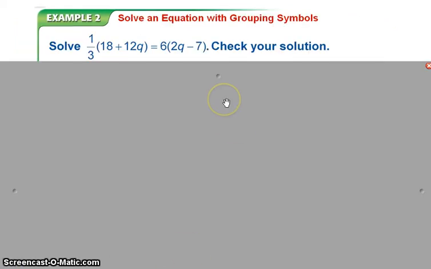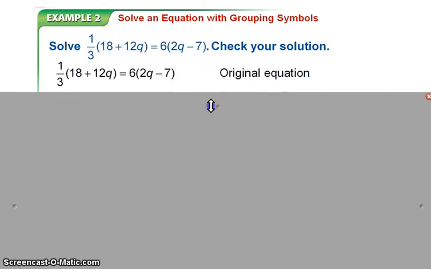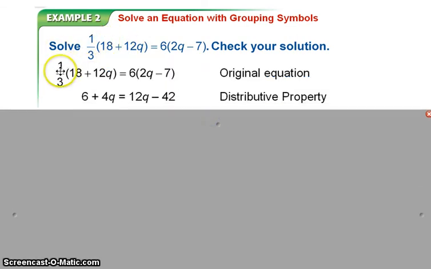Alright, let's look at another example. Now here's one with grouping symbols, with our parentheses. Anytime that you have grouping symbols where you can do distributive property, you want to do that first. Okay? So we're going to distribute this 1/3. So we have 1/3 times 18 and 1/3 times 12. And that gives us 6 plus 4q over here.